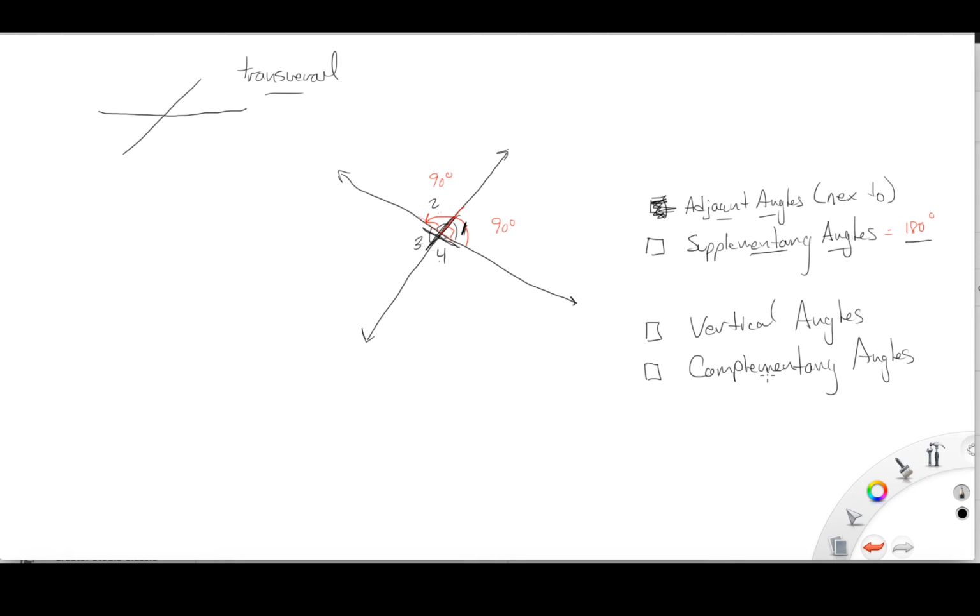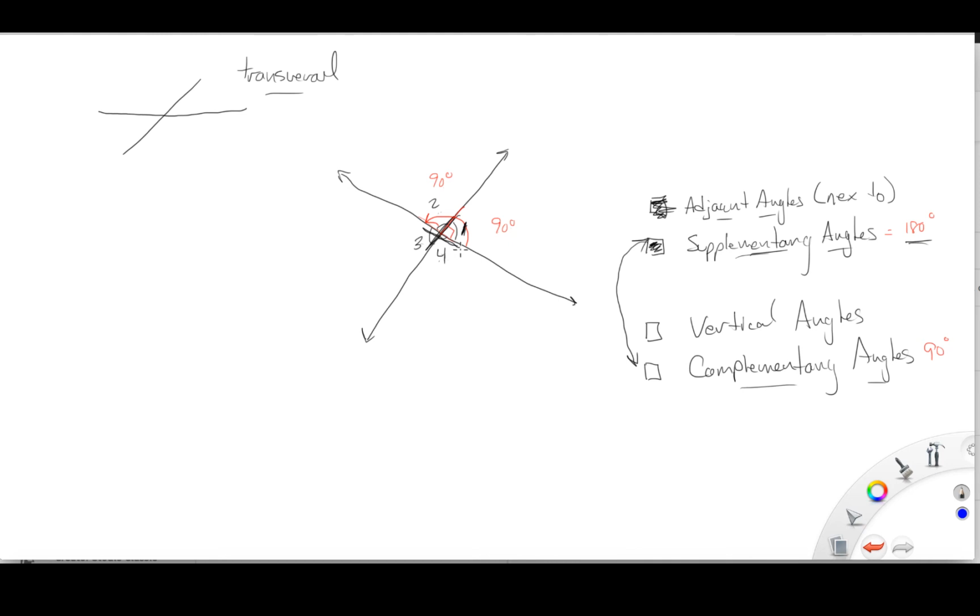So now I'm going to jump down here and quickly talk about, instead of supplementary, complementary. Both of these are kind of related. So if supplementary is 180, complementary is only going to be equal to 90 degrees, which means this, and I'm going to do it in blue.